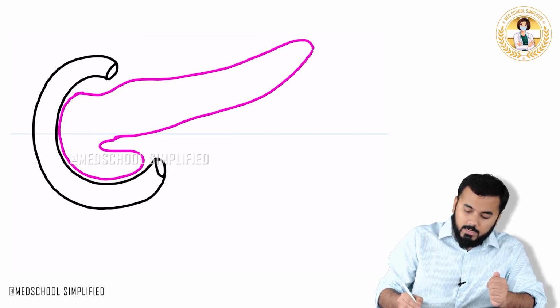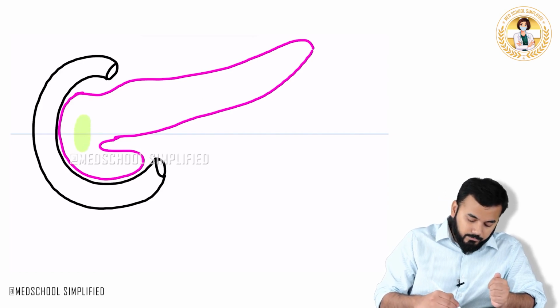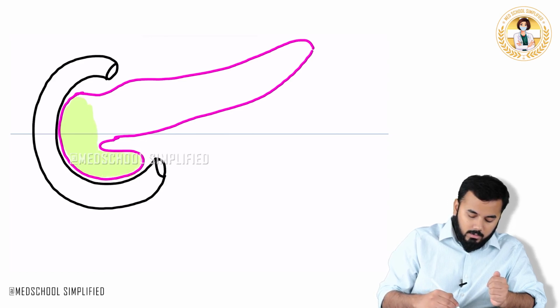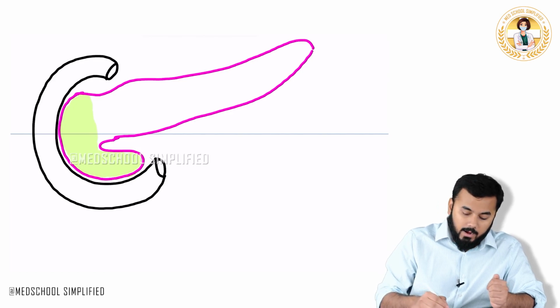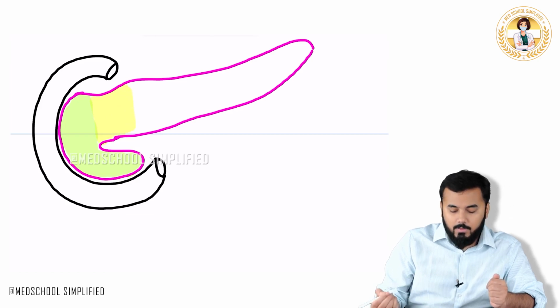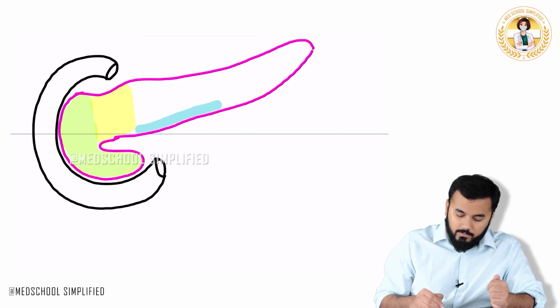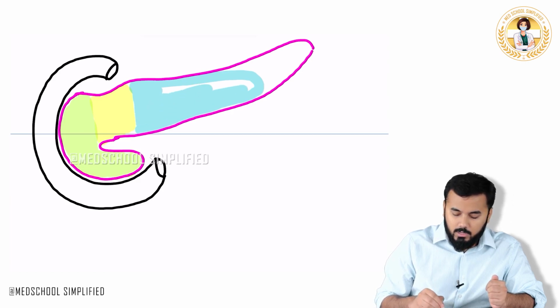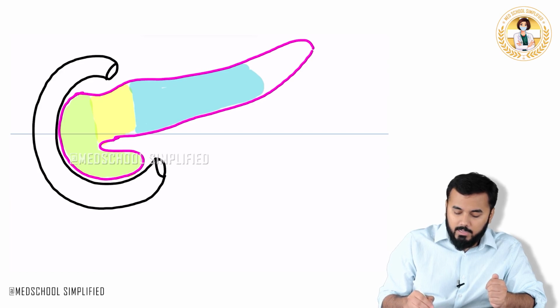Now in this pancreas there are different parts. This part of the pancreas is called the head of the pancreas. After that, this part which you have is called the neck of the pancreas. And after that, this part is called the body of the pancreas. And finally you have what is called the tail of the pancreas.